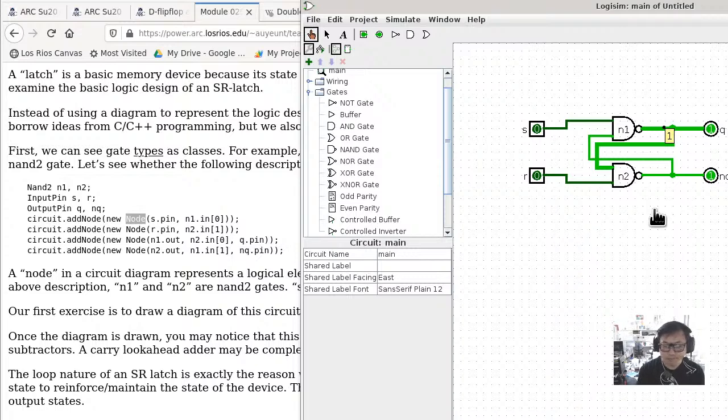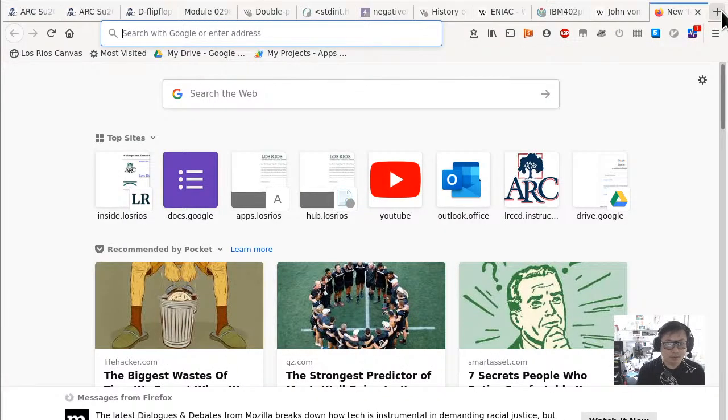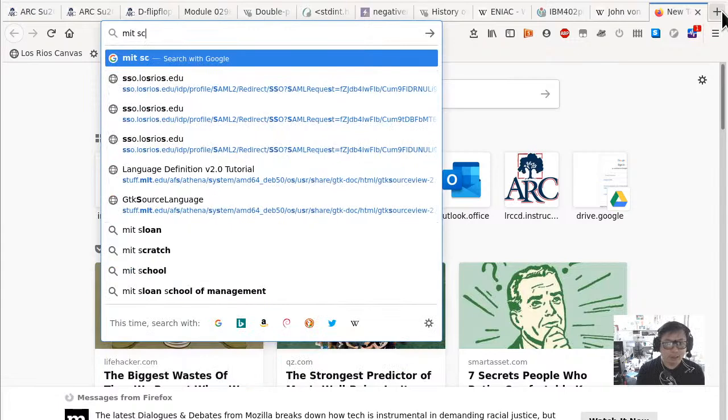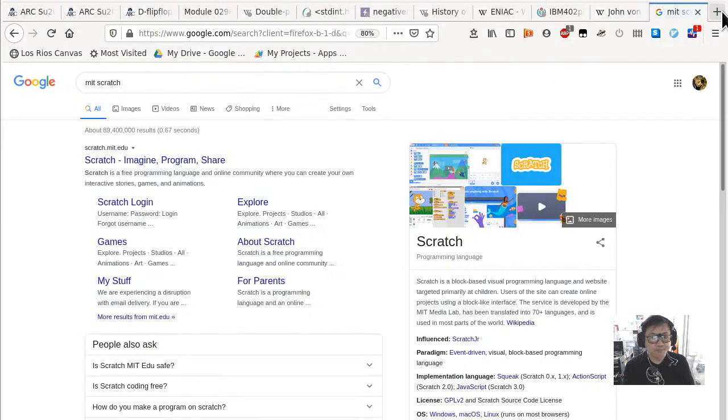Let me ask, how many people know what MIT Scratch is? Does anyone know what MIT Scratch is? Without looking it up right now. All right, nobody knows what it is. Okay, so I'll show you what it is. So you just have to look it up. MIT Scratch, as in Scratch. Oh, okay, Catherine knows about it.